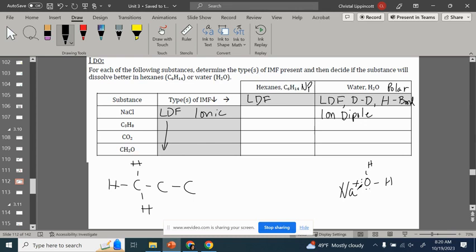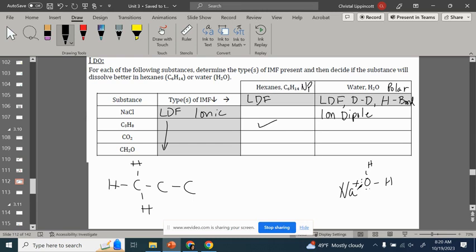All right, what is C3H8? Polar or nonpolar? Nonpolar. So is it going to mix with hexane or water? Hexane. Hexane, yeah. So that's a check.